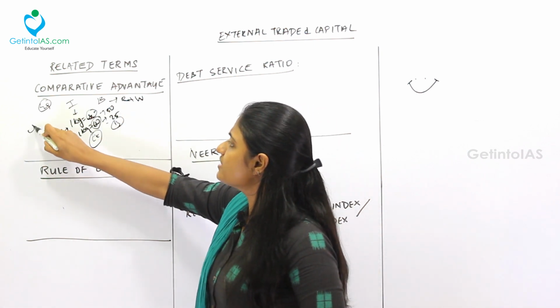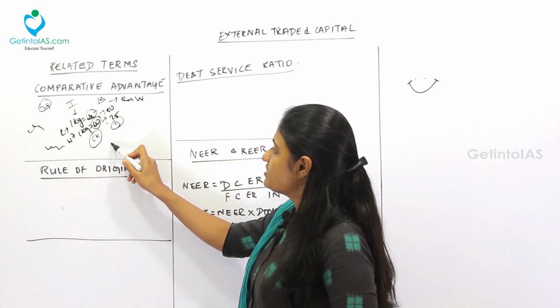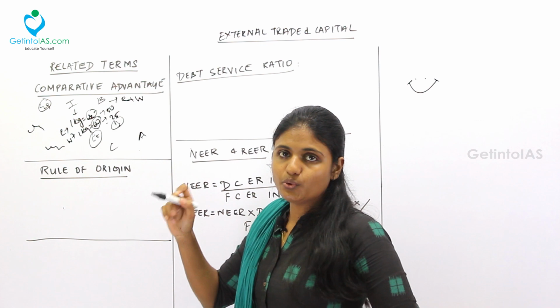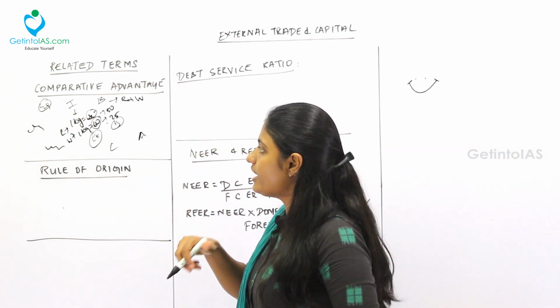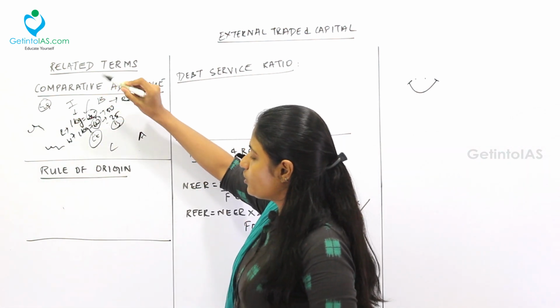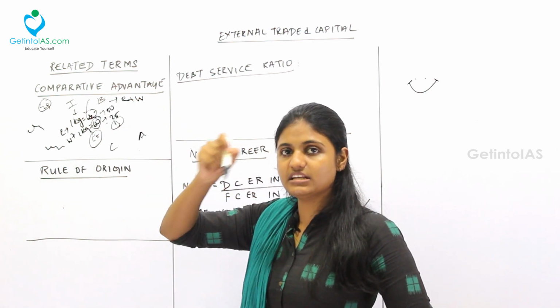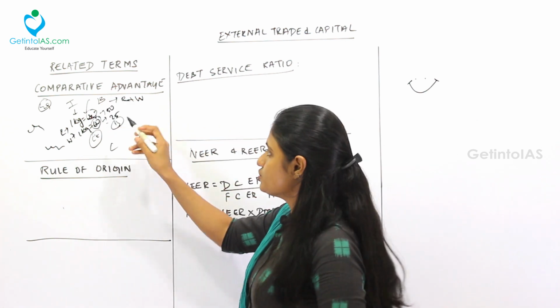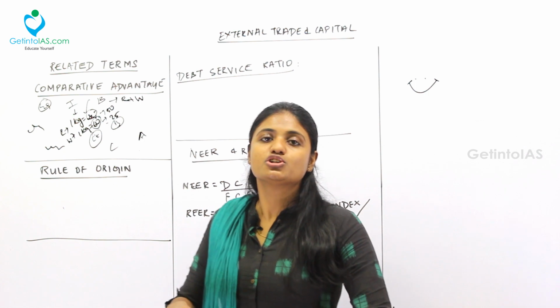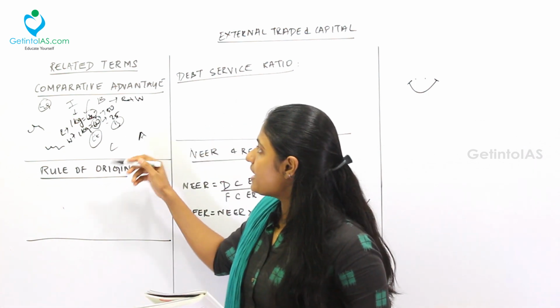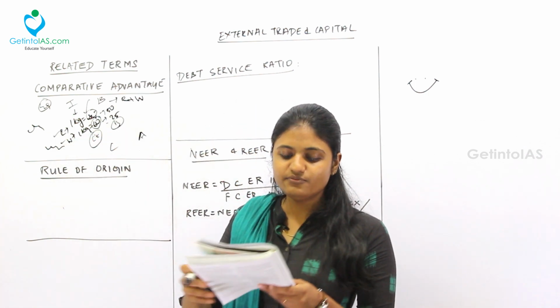So other countries like the US, UK, China, Australia will all tend to import rice and wheat from where? Rice and wheat from India, because the cost of production over here is less and hence the selling rate will also be less when compared with Bangladesh. So what should India do? India has a comparative advantage in rice and wheat.